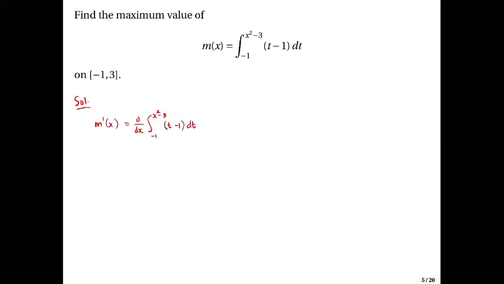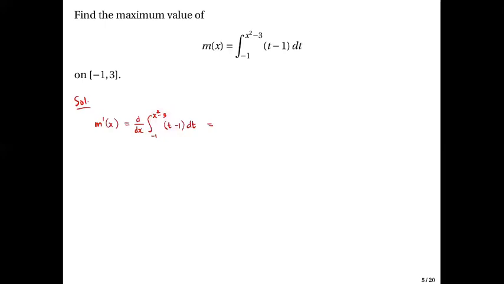So we use the first fundamental theorem of calculus here. We get the derivative. What we're going to do is replace the t here by this upper limit of integration, and the lower limit is just a constant. So we can directly replace the t by this, and then we apply the chain rule.